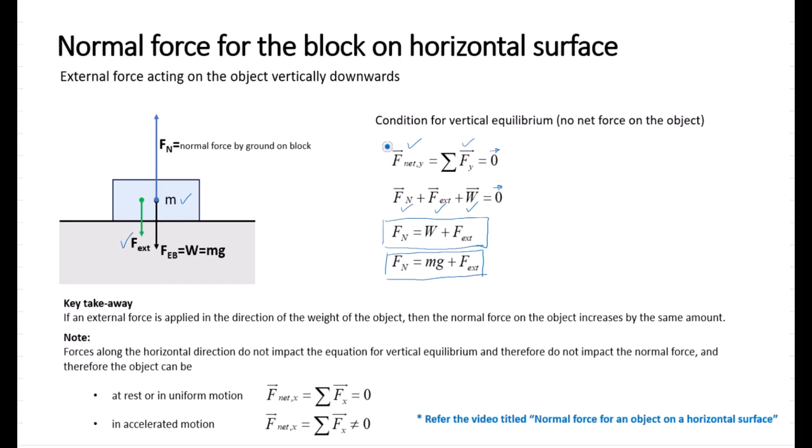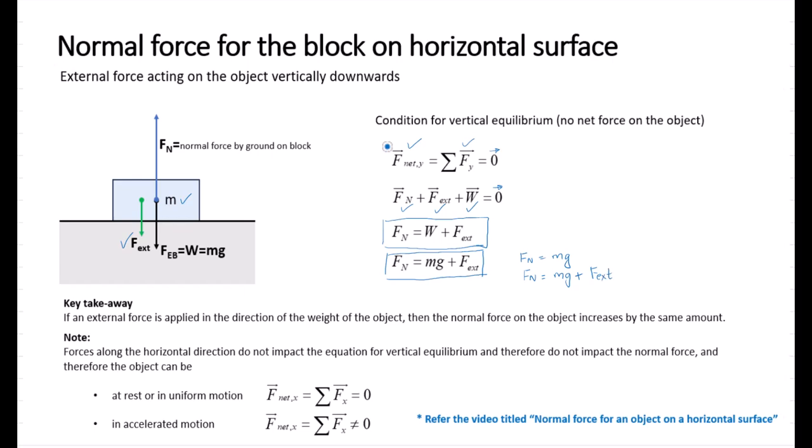Now, how do you compare this case with my previous video in which I have not drawn any external forces? So just a block, if it is resting on the ground, then in that video I have shown Fn will be equal to mg. So the new thing that we have seen in this case is that if you apply any external force acting vertically downwards on the object, then the normal force will also increase by the corresponding amount.